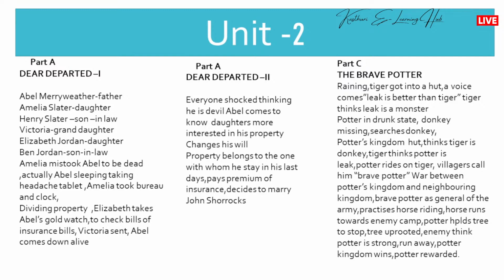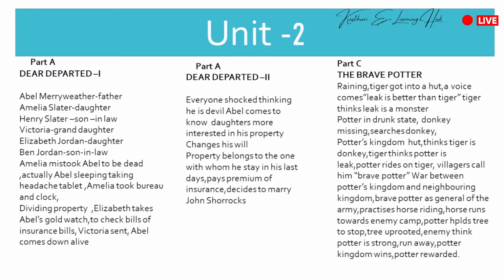As soon as Elizabeth came, Amelia started talking about how the incident happened, and then they started to divide the property, who gets what. Then Elizabeth said that she needs the gold watch because Abel had gifted her the gold watch. So the gold watch was hers. Next they thought, what more property? There were some furniture pieces.